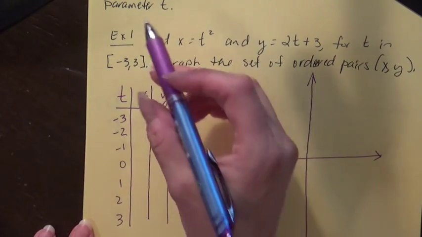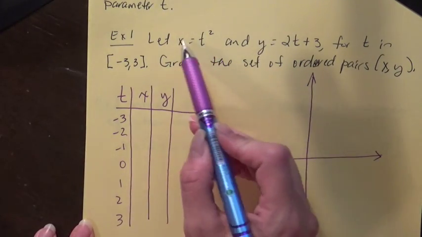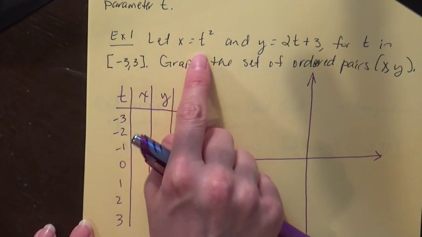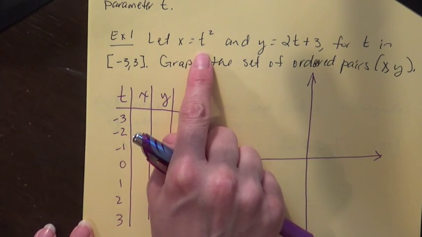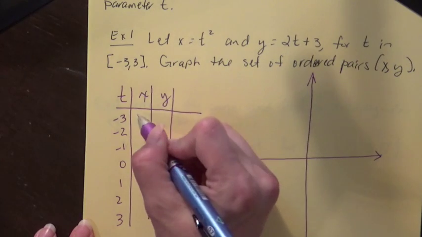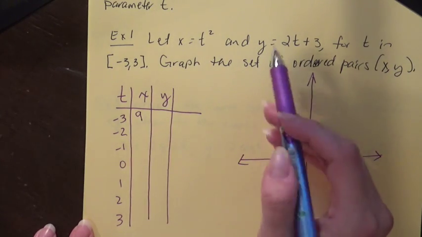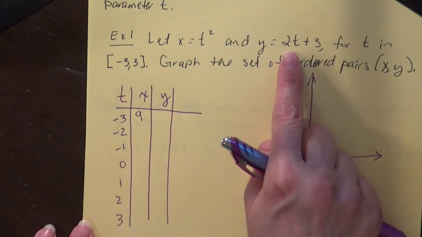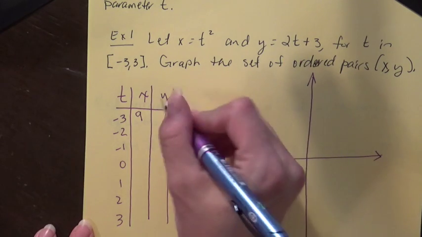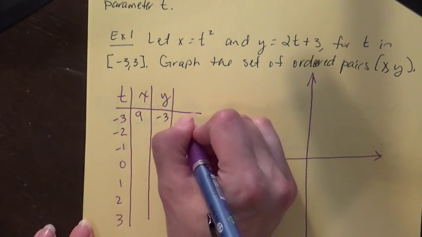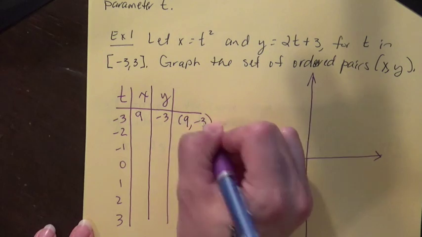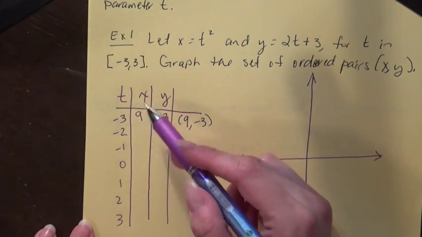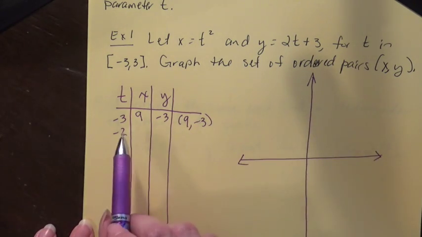If t is -3 in the x function, I'll square it and get 9. If I put -3 in my y function, 2 times -3 is -6, and -6 plus 3 gives me -3. So we have an ordered pair 9, -3 that we can graph. And we just continue and fill out the table like that.